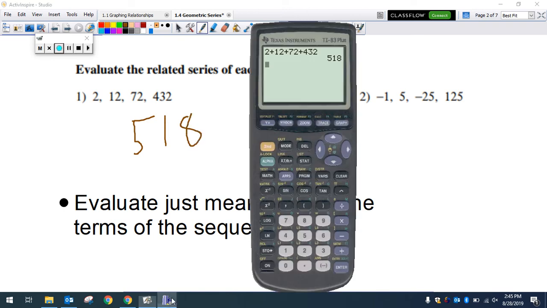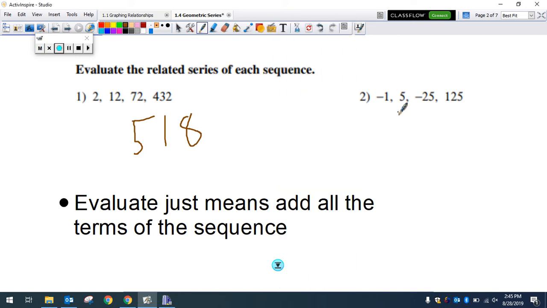Same thing over here. I would do negative 1 plus 5 plus negative 25 plus 125. And you get 104. So the first few problems on that worksheet are super easy. Evaluate just means add them all up.